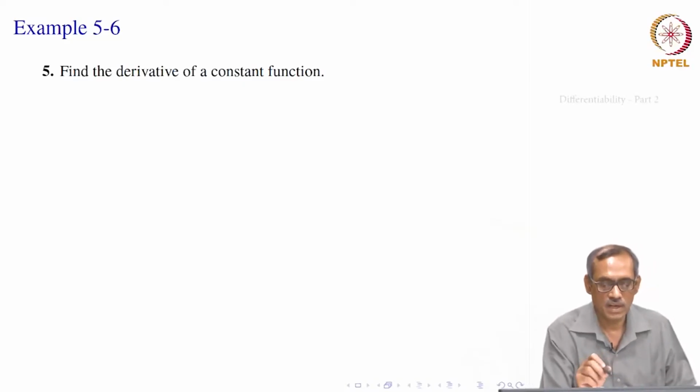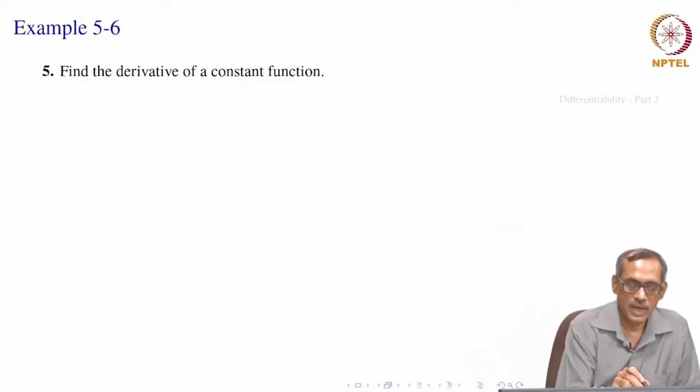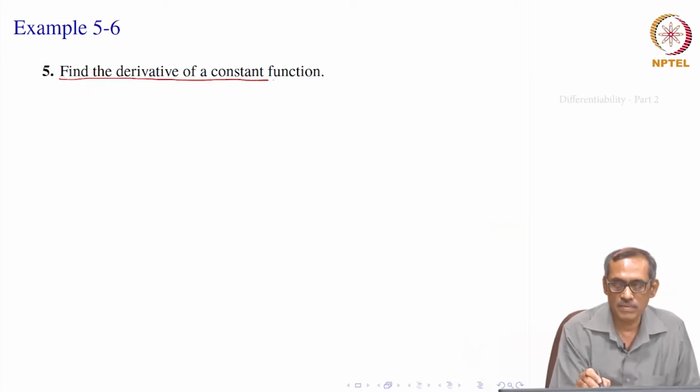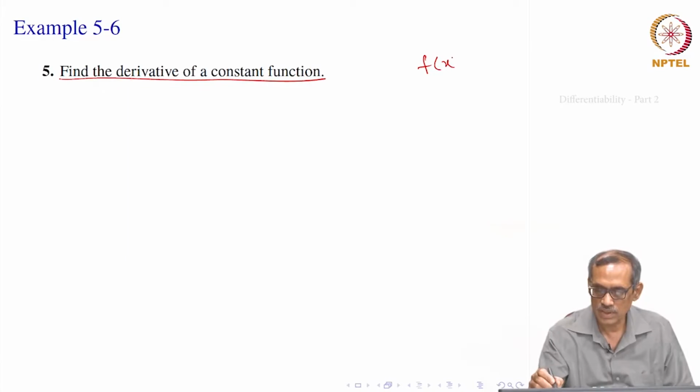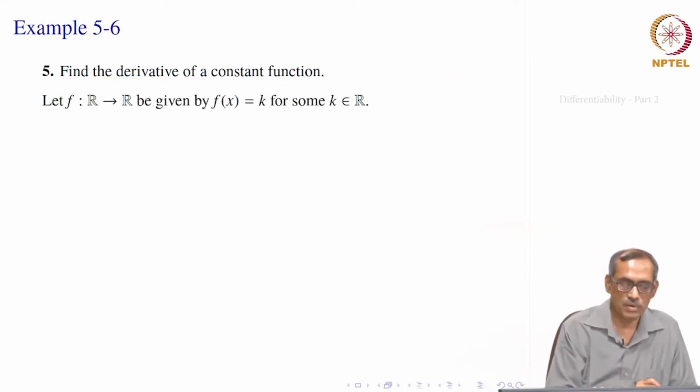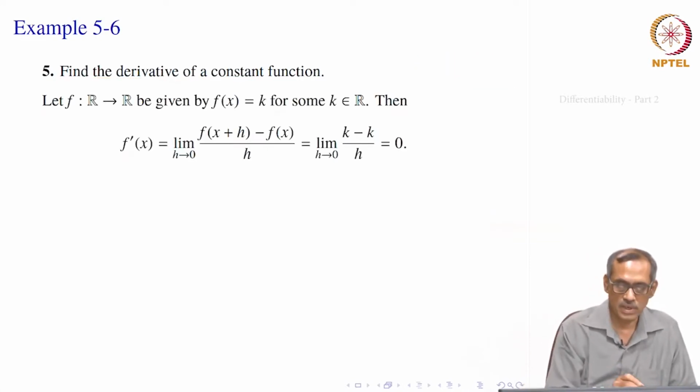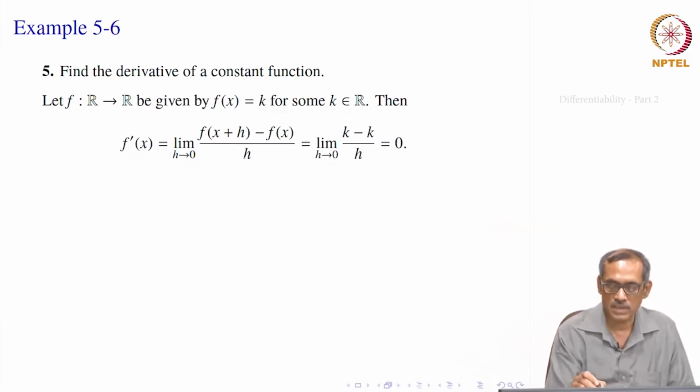So, let us consider another problem. We are asked to find the derivative of a constant function. So, that means f of x is defined as some k, a constant, for all x in R. It is the constant function. So, now we go to the ratio. The ratio is f of x plus h minus f of x by h. f of x plus h is k, f of x is also k, and that gives us 0.